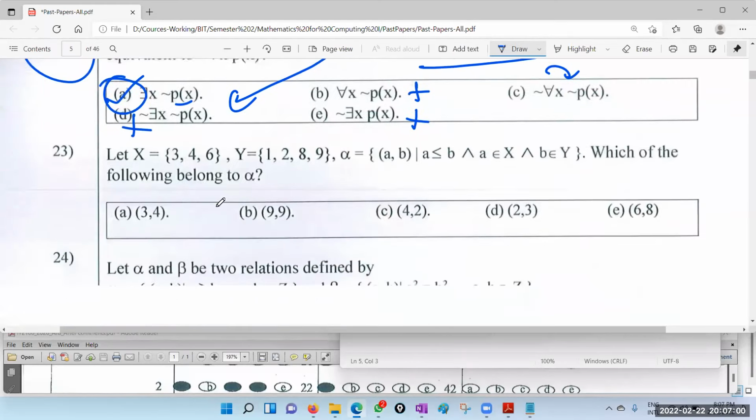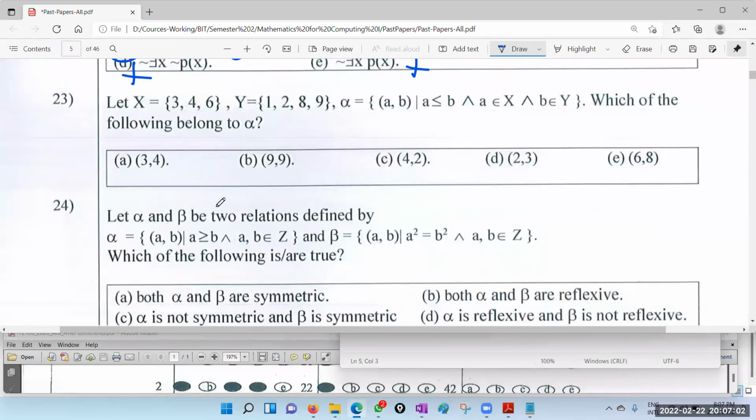Right, 23. Let x be 3, 4, 6 and y be 1, 2, 8, 9, blah blah blah. Which of the following belong to alpha? Okay, so this is my alpha. How do you get the alpha? A and B are such that A must be less than or equal to B, and A belongs to X and B belongs to Y. That is easy, right?